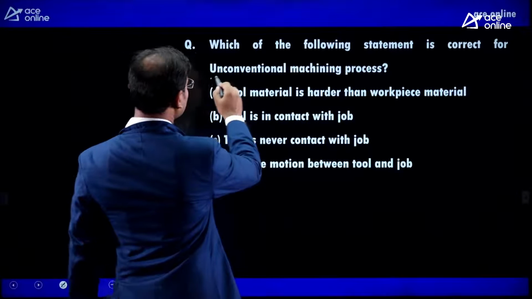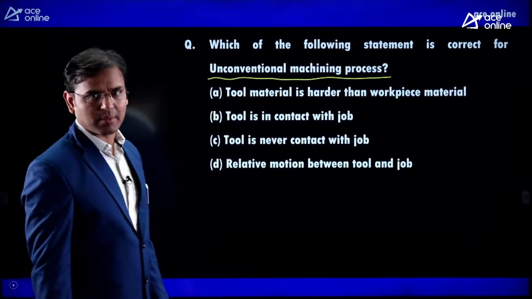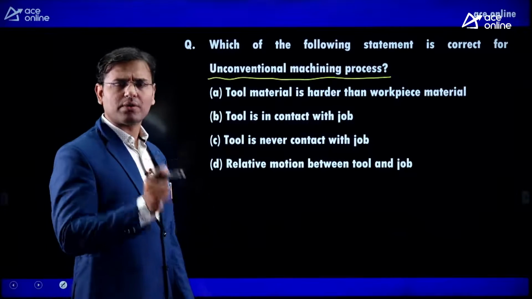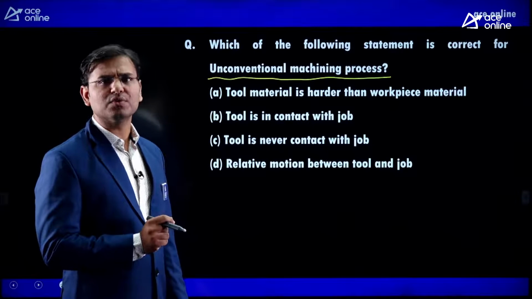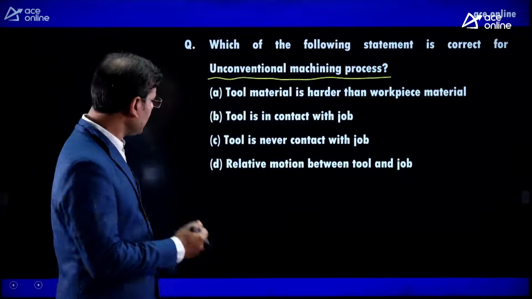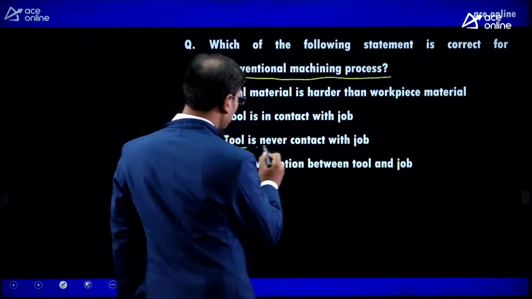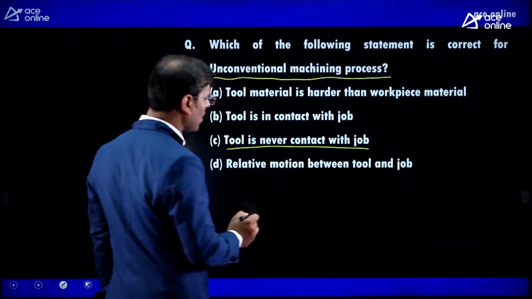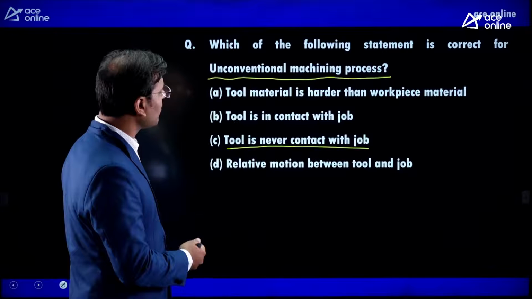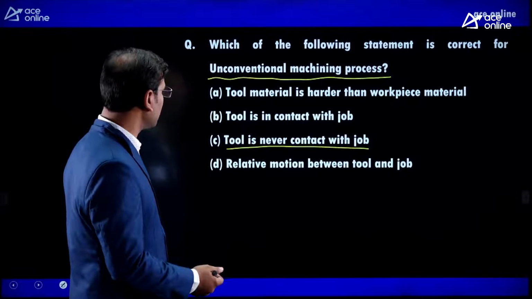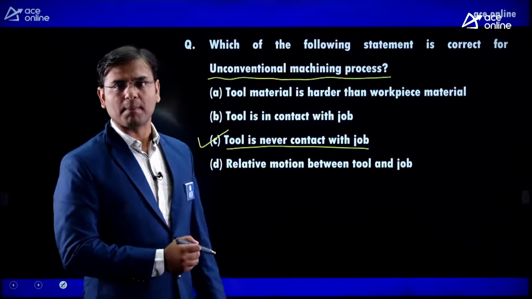Guys, unconventional means non-traditional machining methods, NTMM. What is meant by non-traditional machining method? There is no contact between the tool and workpiece. Then is there any option? The tool is never in contact with the job. Tool is never in contact with the job means tool is never in contact with the workpiece. That is the correct option. It is a correct statement: tool is never in contact with job.